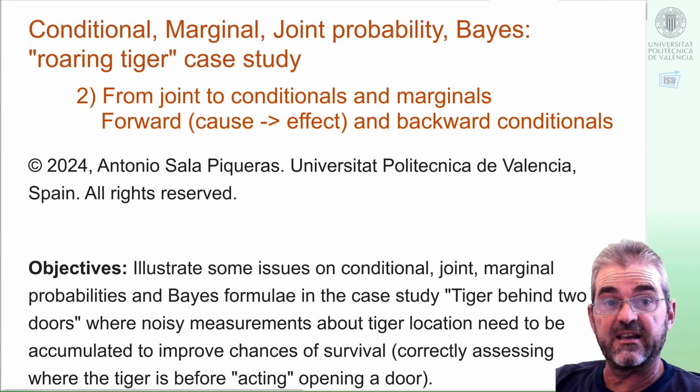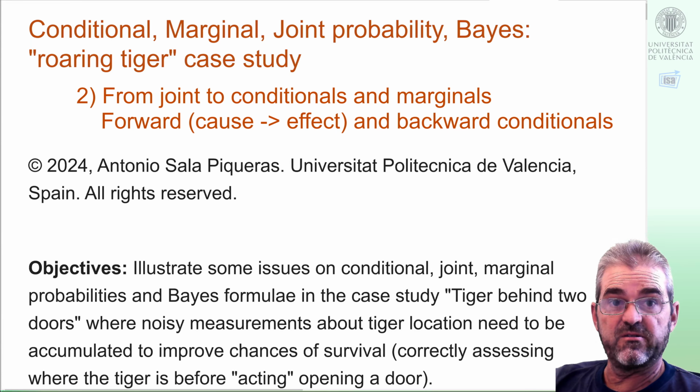Hi, I'm Antonio Sala, and in this second video of the Hidden Tiger case study, we'll delve further into the interpretation of marginal, conditional, and joint probability tables.